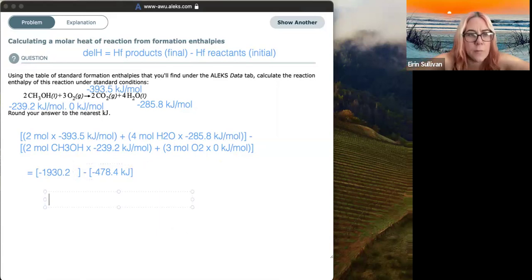So what am I going to end up with? Minus 1930.2 minus a minus is a plus 478.4. It should be minus, whoopsie, 1451.8 kilojoules. How many sig figs am I asked for? To the nearest kilojoule. So that's minus 1452. That'll do.